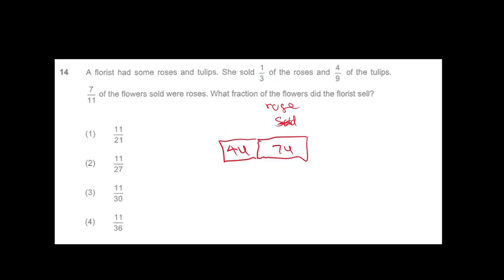And it says she sold 1/3 of the roses that she has. So if she sold 7 units here, it means in total she must have 7 times 3, which is 21 units. This is what she has in terms of the roses. Total number of roses that she has, she sold 1/3, that's why it's 7.